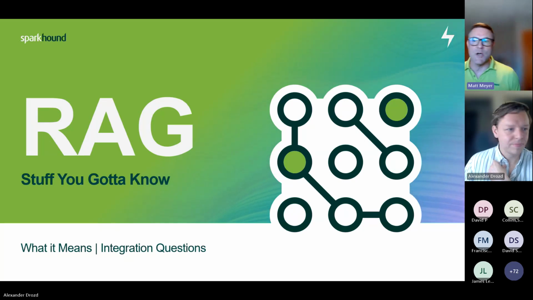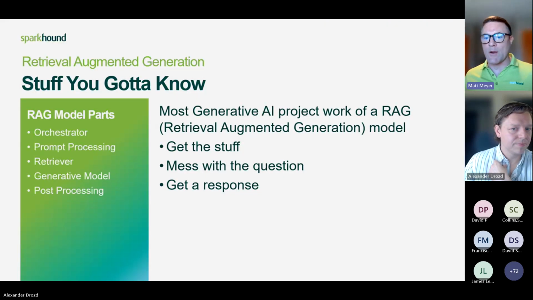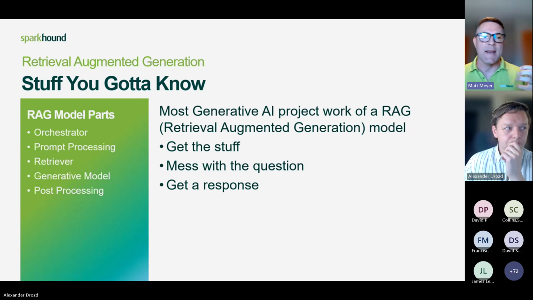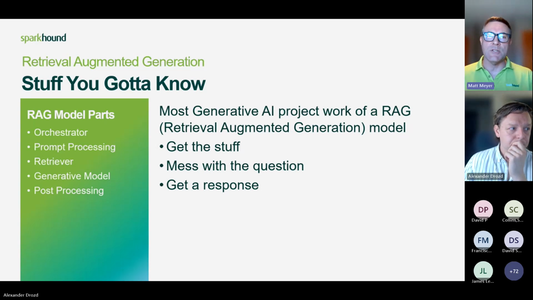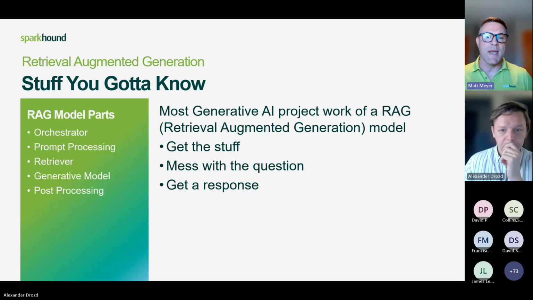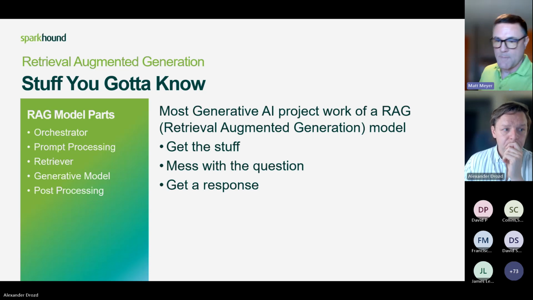Go ahead, Alex. So what is RAG? RAG is something that most generative AI programs are based off of. Now, we're not going to spend a whole lot of time on RAG. We're actually going to get really complex with it really quickly, so we're going to blow through a lot of this. RAG is retrieval augmented generation. Basically it means we're going to get the stuff, we're going to mess with the stuff, and then we're going to send something back to you.